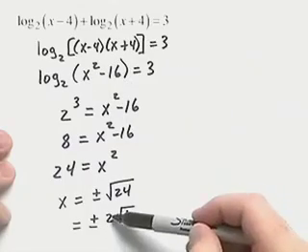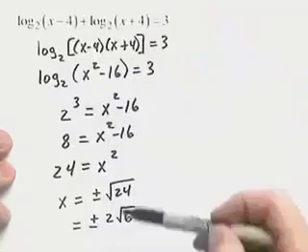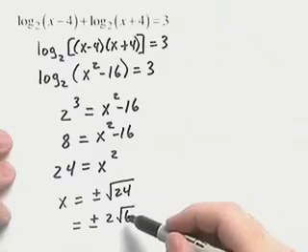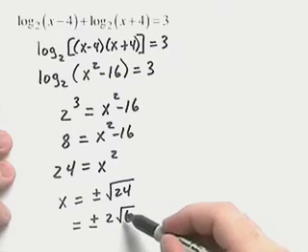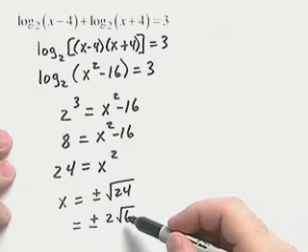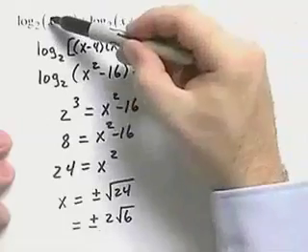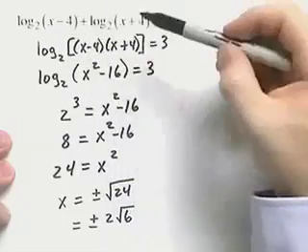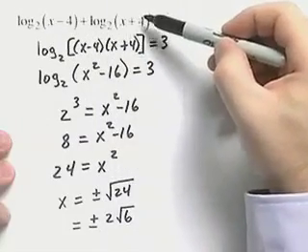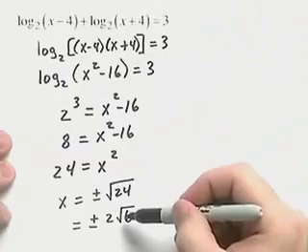The positive value, 2 root 6: the square root of 6 is a little bit bigger than 2. 2 times something bigger than 2 is going to be something a little bit bigger than 4. So we have something bigger than 4, minus 4, that's okay. And then something bigger than 4, plus 4, that's okay. So the positive solution will work.